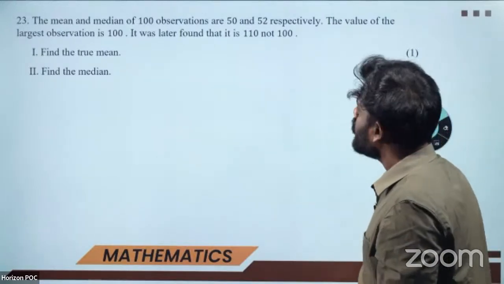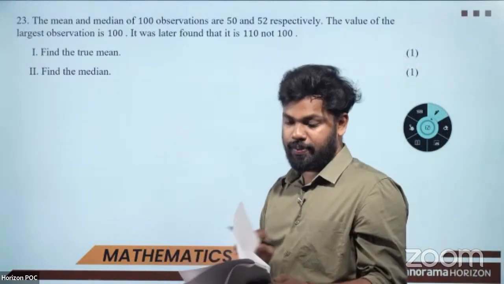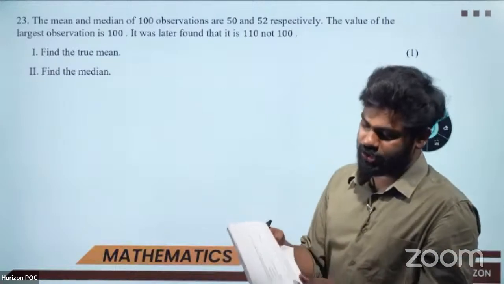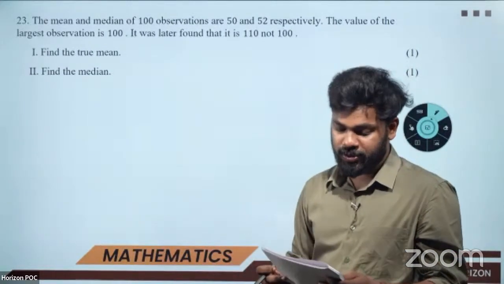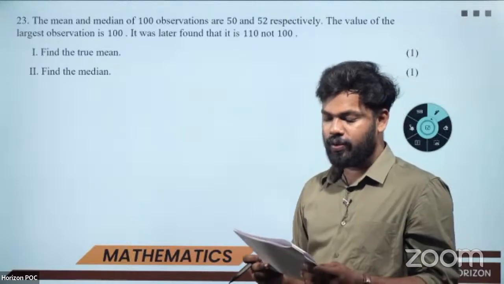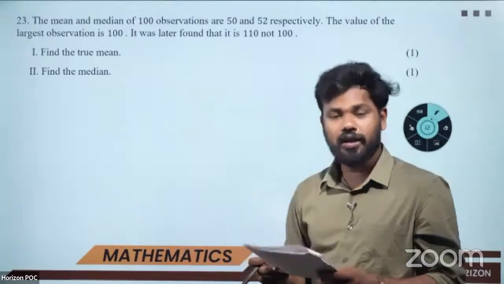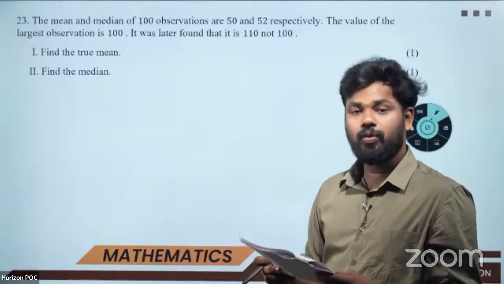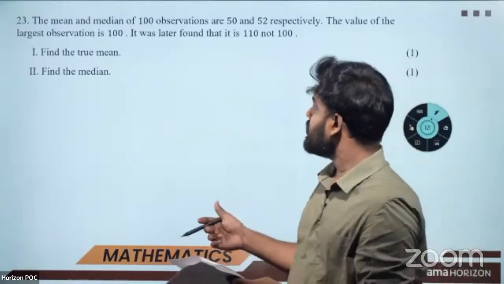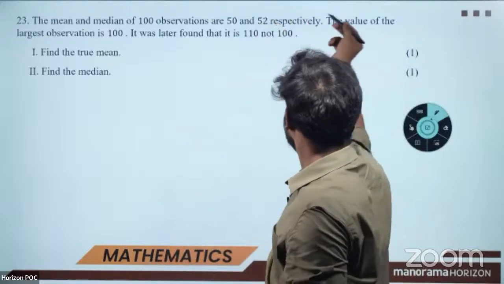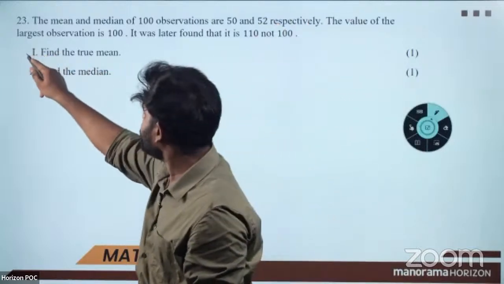Yeah. So you have question number 23: the mean and median of 100 observations are 50 and 52 respectively. The value of the largest observation is 100. It was later found that it is 110 and not 100. What is the true mean and what is the median? They're asking us to find out the true mean.